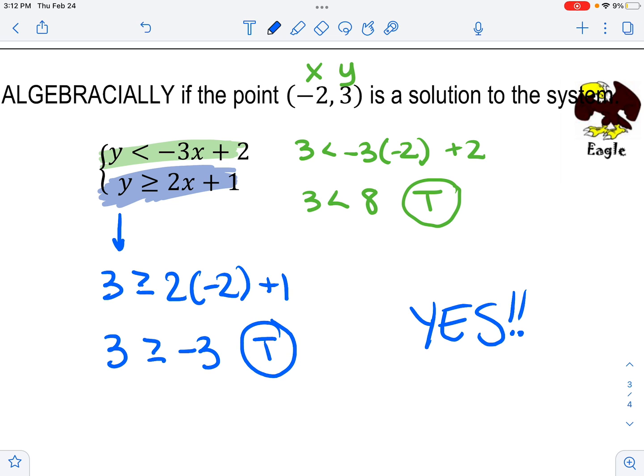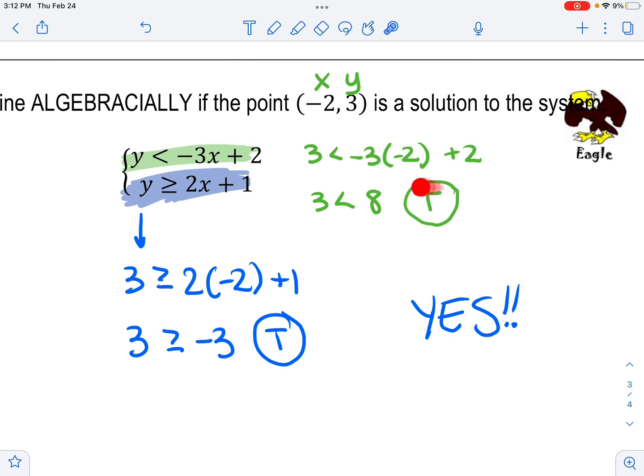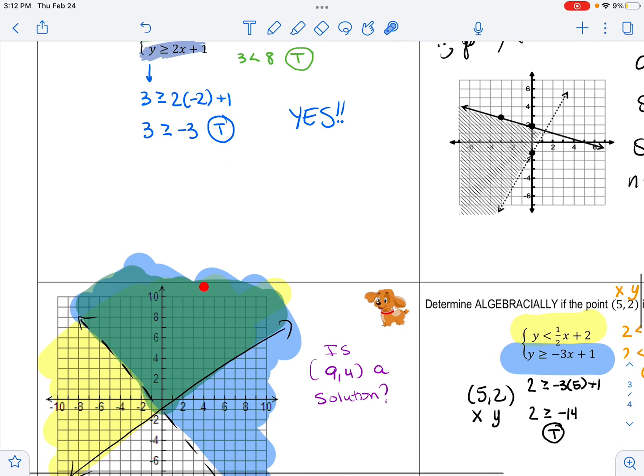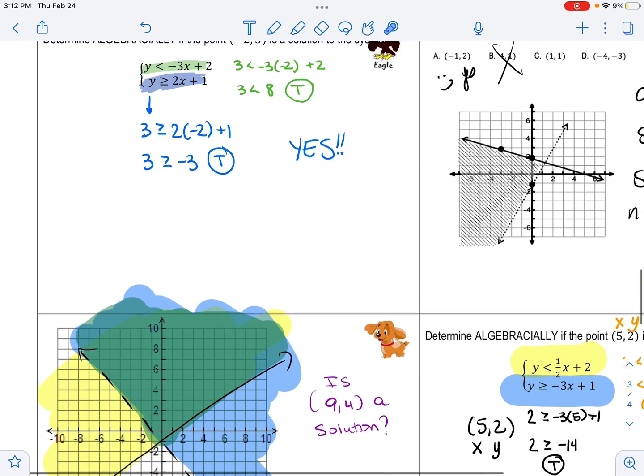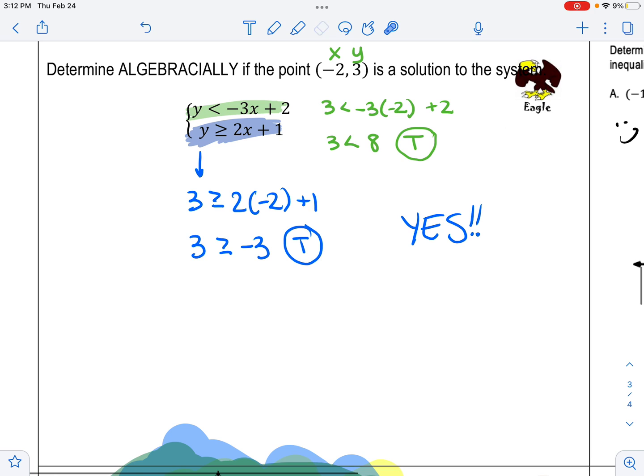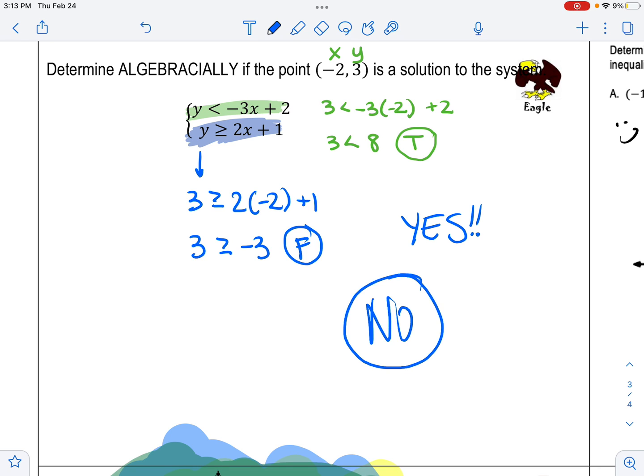Okay? So what I'm essentially saying to you is, if you get 2 truths, you are looking at a point that lives in the doubly shaded section. If this turned out to be false, and this turned out to be true, then the answer would be no. In order to be a solution, you need 2 truths. And since this is 2 true statements, you do have yourself a solution.